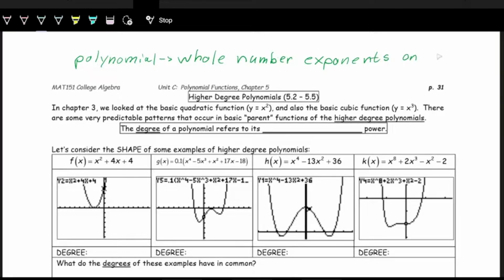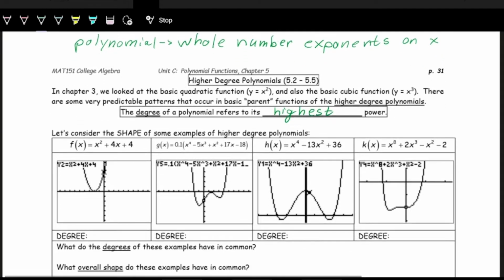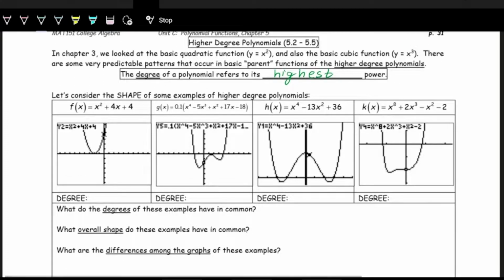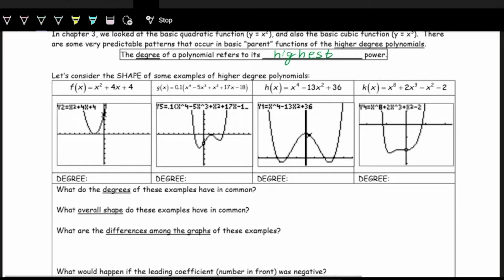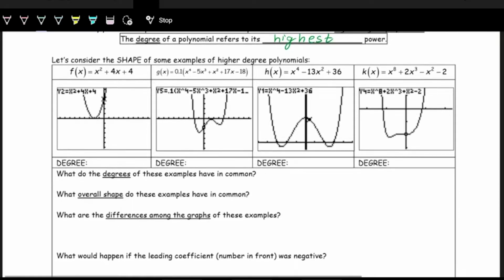on x. So when we say the degree of a polynomial, what we are referring to is the highest power on x. So for example, if we look at these polynomials down here, we can look at their shapes and identify some similarities, some differences, and all that. Let's first take a look and write out their degrees.